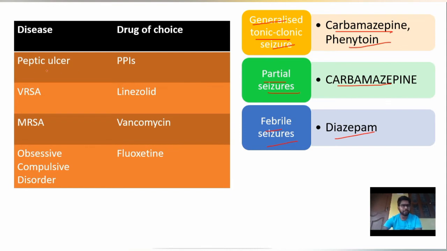Then coming to the drug of choice for peptic ulcer. The drug of choice is PPI, proton pump inhibitor. Then the drug of choice for VRSA, vancomycin resistant Staphylococcus aureus, is linezolid. Then MRSA, methicillin resistant Staphylococcus aureus: the drug of choice is vancomycin. Vancomycin is the drug which produces Red man syndrome as a major adverse effect. Then the drug of choice for obsessive compulsive disorder is fluoxetine.